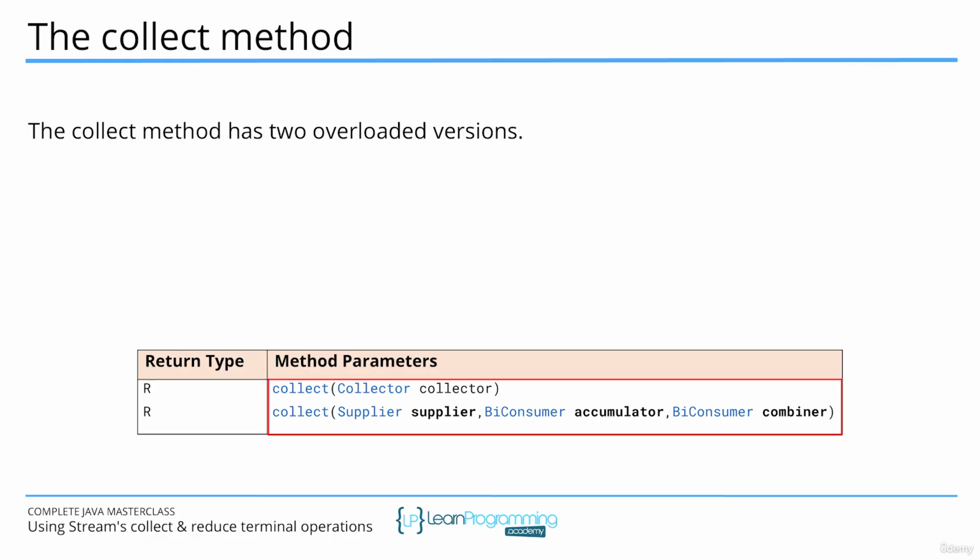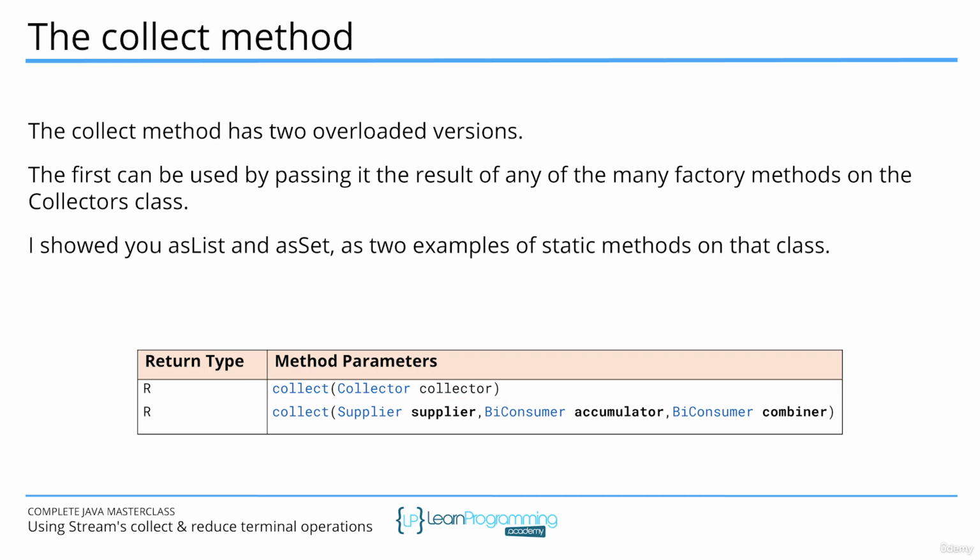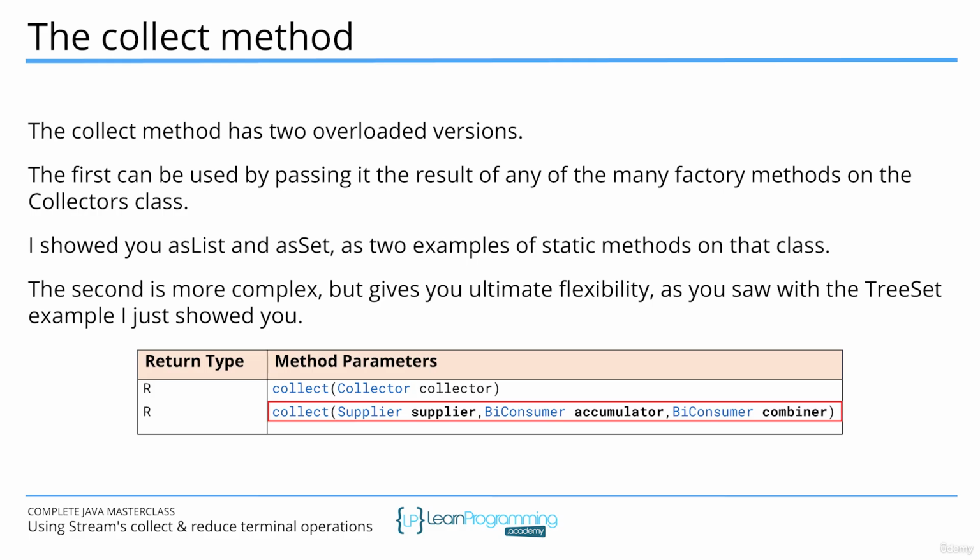The collect method has 2 overloaded versions. I show them here again without showing the generic type parameters. The first can be used by passing it the result of any of the many factory methods on the Collectors class. I showed you toList and toSet as 2 examples of static methods on that class. The second is more complex, but gives you ultimate flexibility, as you saw with the tree set example I just showed you. You could also create your own collector type by writing a class that implements Collector, overriding those abstract methods with custom functionality. Before I end this video, I want to cover the reduce terminal operation, so let's get back to the code.